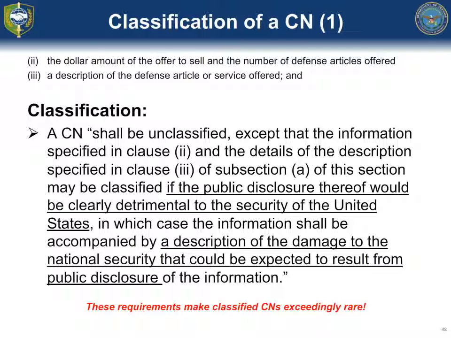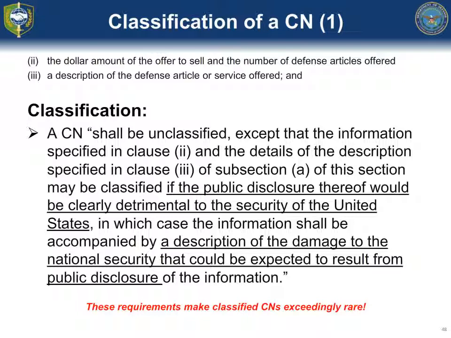In which case, the notification will include a description of the damage to U.S. national security that could be expected to result from public disclosure. So these requirements make classified CNs exceedingly rare. We are generally not capable of reaching that standard of being able to explain a clear detriment to U.S. national security that would allow us to classify a congressional notification. It's something that happens very rarely.